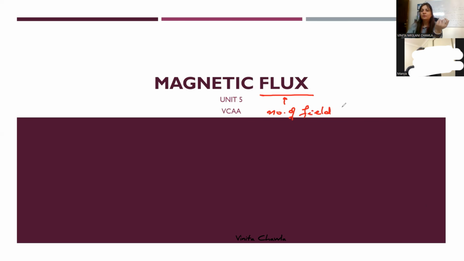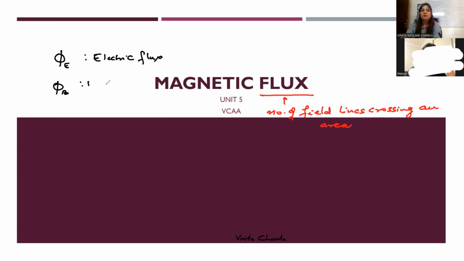Number of field lines crossing an area is the flux. So electric flux is denoted by phi with a subscript E. This is electric flux. It is basically the number of electric field lines crossing an area. And magnetic flux is phi with a subscript B. It is the number of magnetic field lines crossing an area.